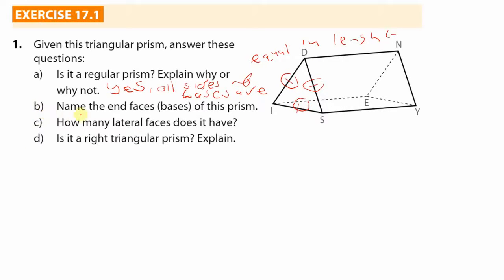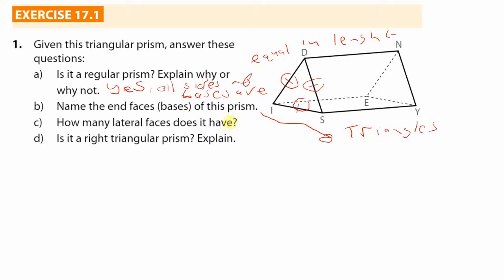So number B, we need to name the end faces or bases of this prism. We actually just answered that when we indicated that it is triangular. So it's equilateral triangles. So it's triangles as bases.